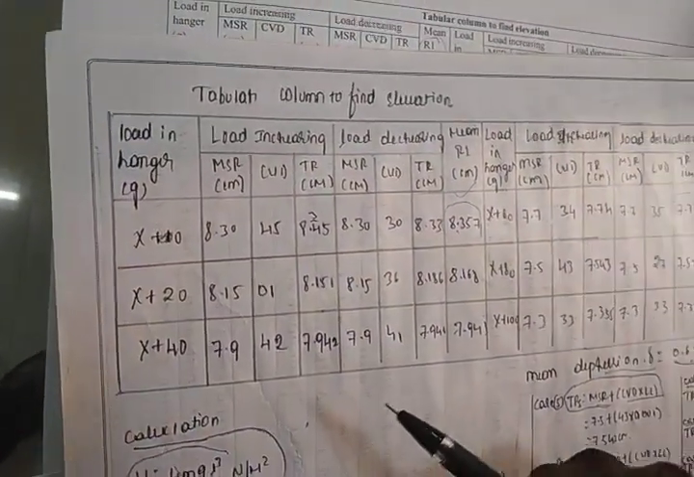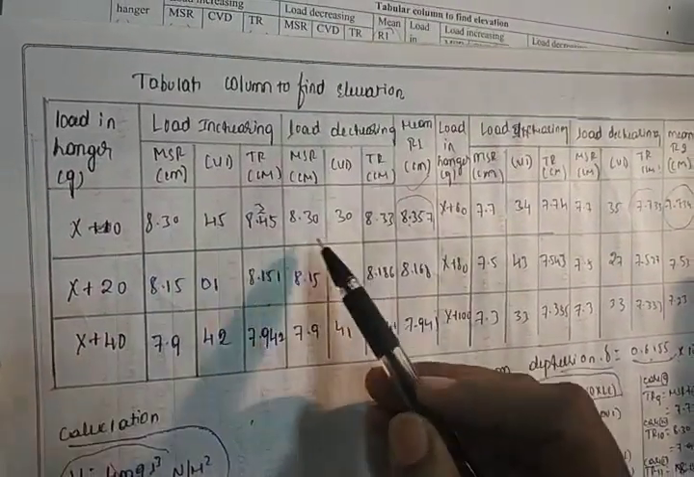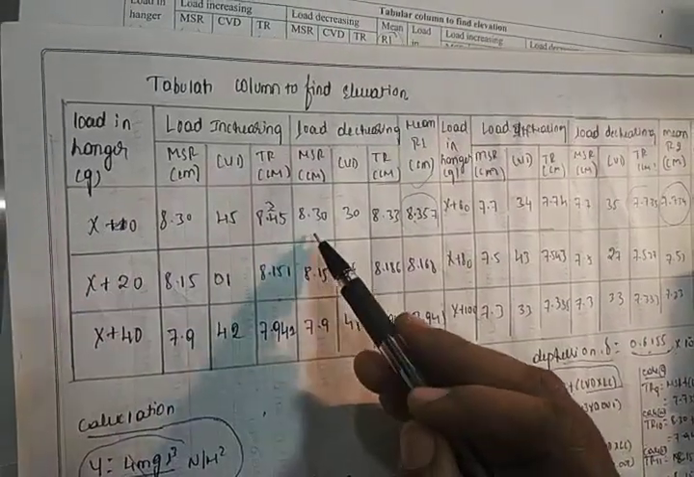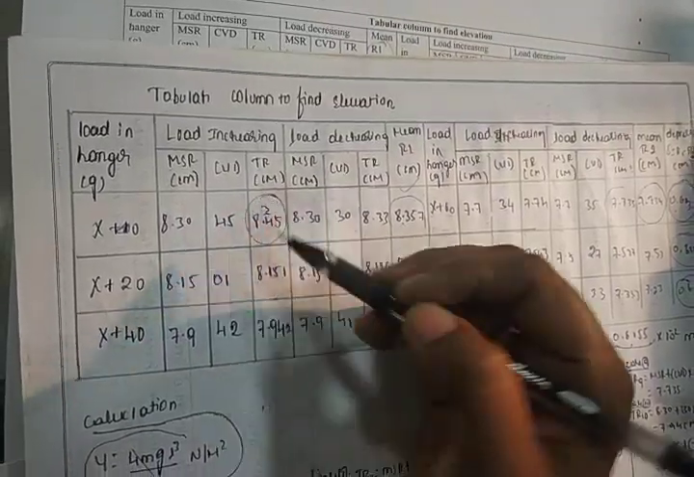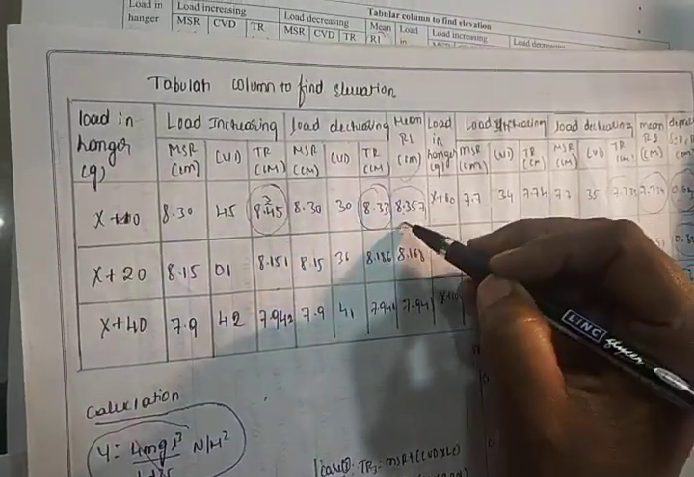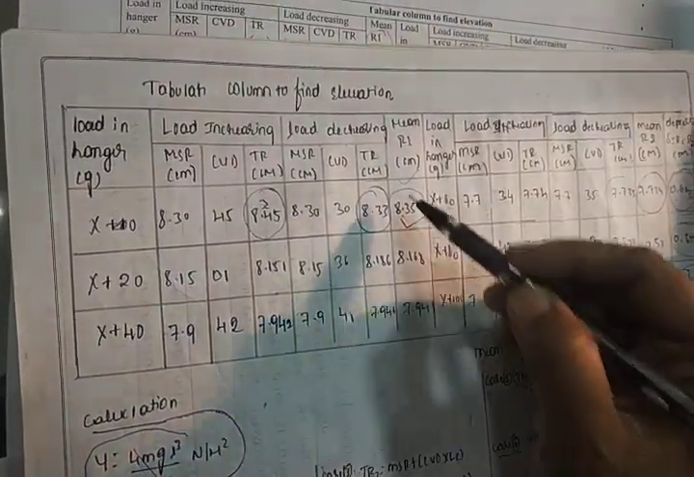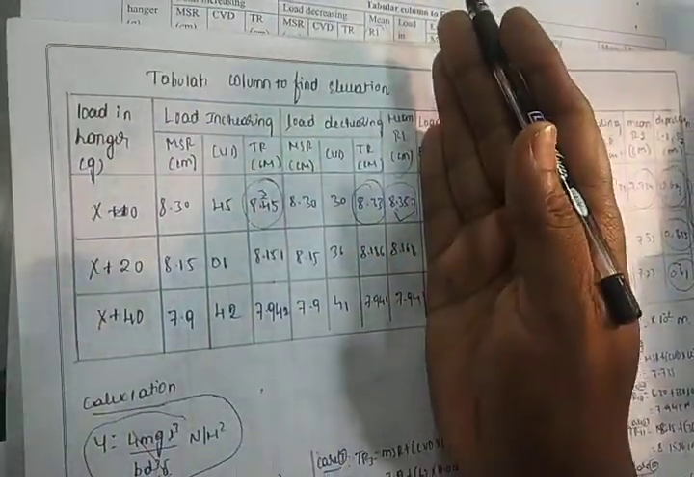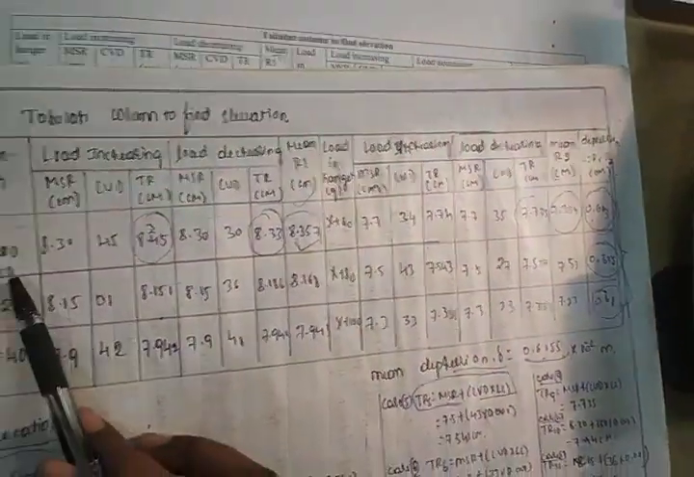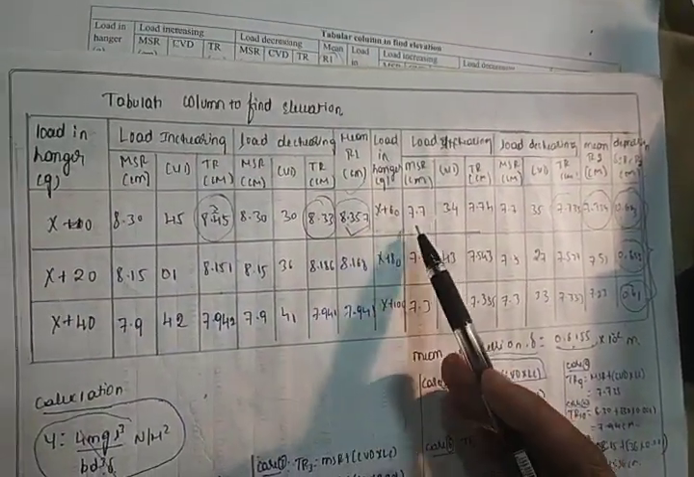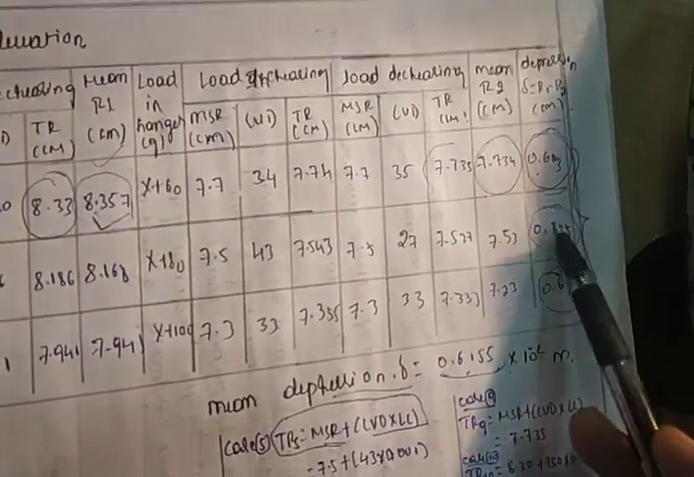See here. 8.3045 in the first case, and for the load decreasing, for the same load, we got 8.3030. If you take the total reading of this and the total reading of this, then take the average. Like this you find for all the trials, R1 for this side and R2 for this load. Then take the difference for x plus 0 and x plus 60, and you will get the depression for a mass of 60 grams. That will be the last column.